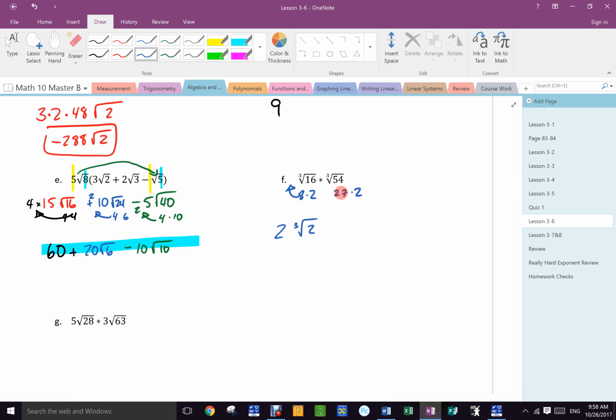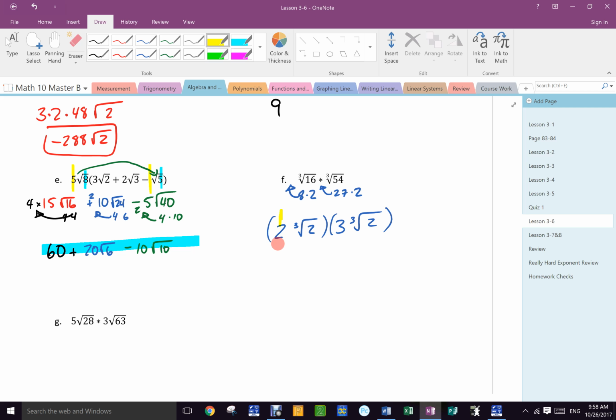You don't need your calculator, you've got it memorized. 1 cubed is 1, 2 cubed is 8, 3 cubed is 27. So what's the cube root of 27? 3. So what comes out? 3. What stayed under there? 2. What do I do with the coefficients?